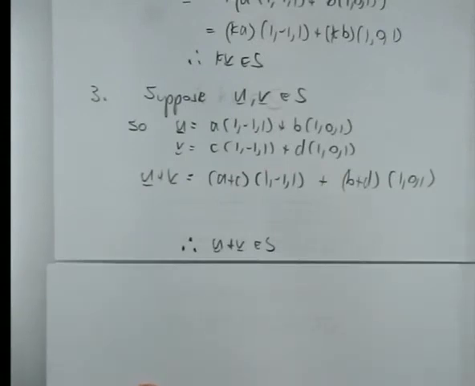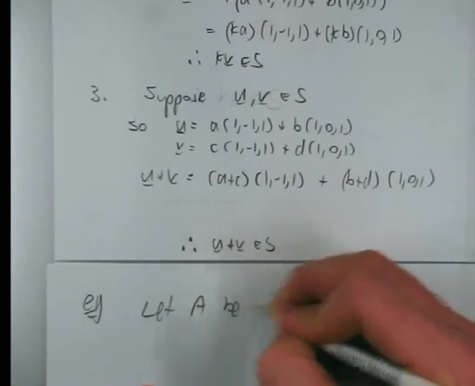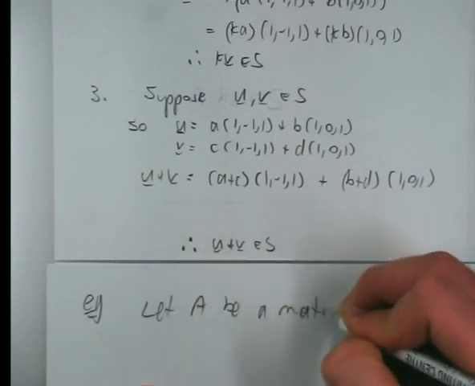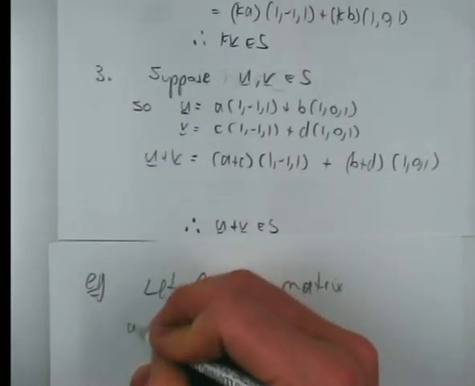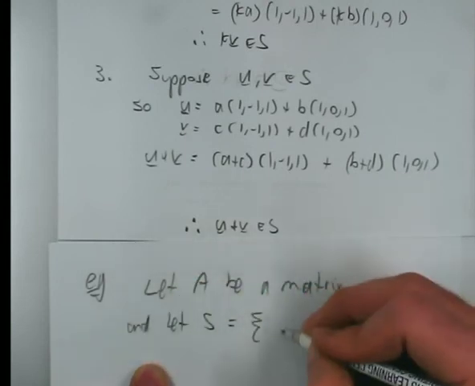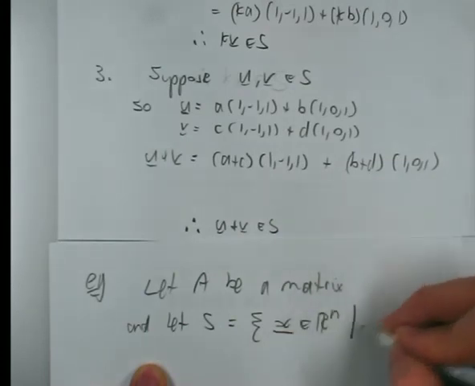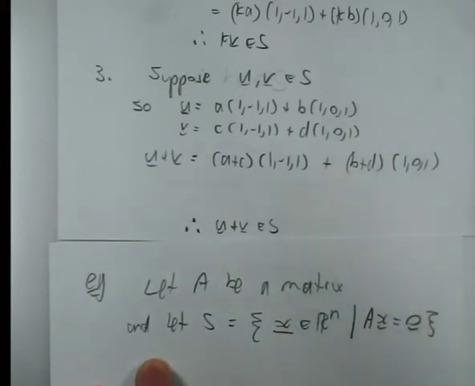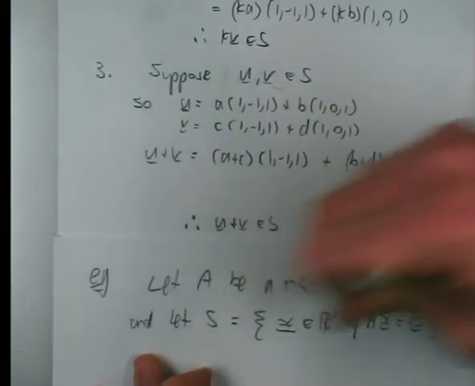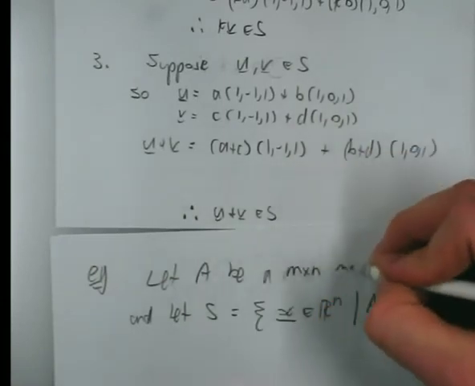And this one's actually in your lecture notes. Let A be a matrix, and let S be equal to the set of x's in Rn such that Ax equals 0. So technically it would be a matrix that's m by n.